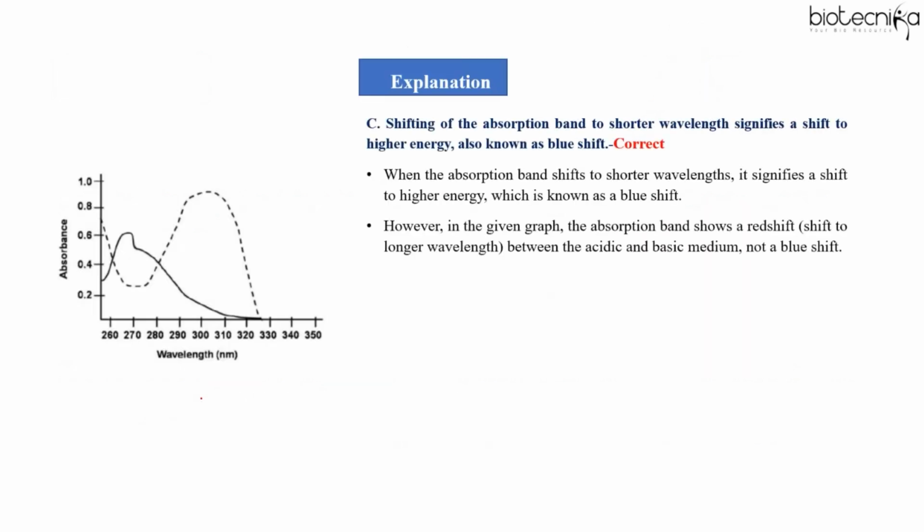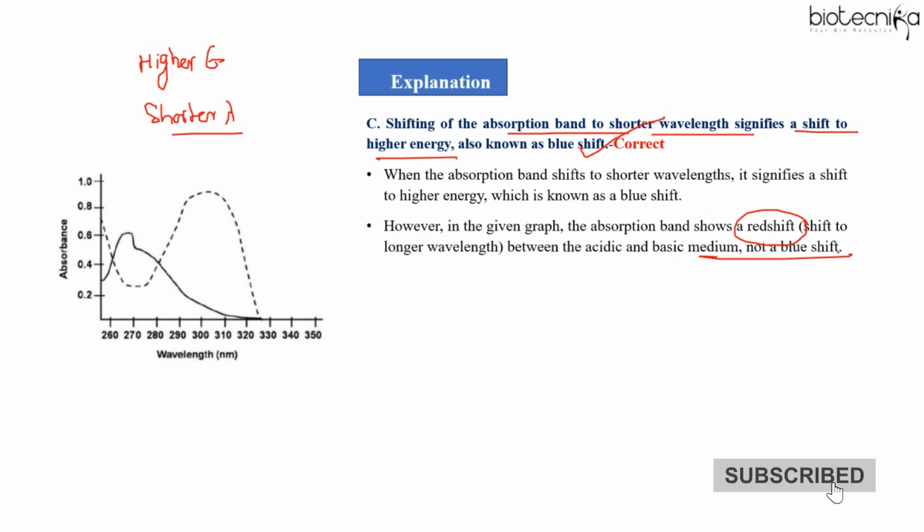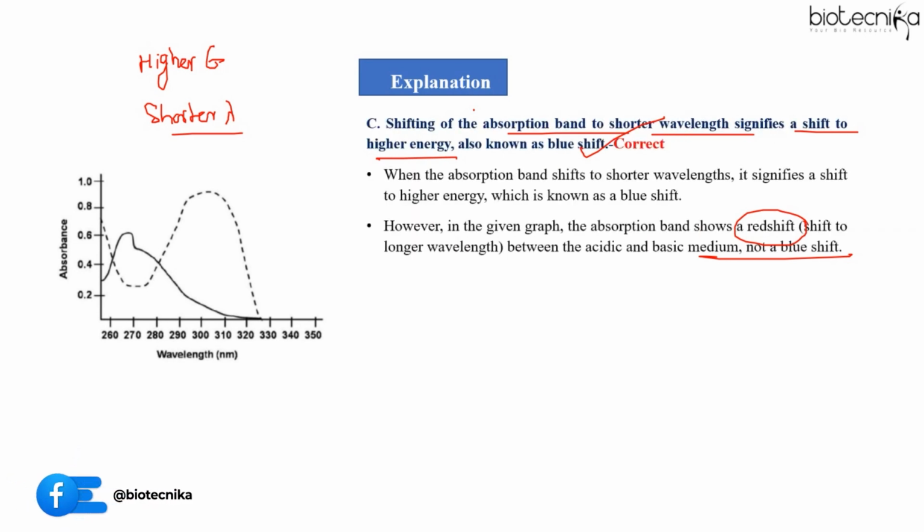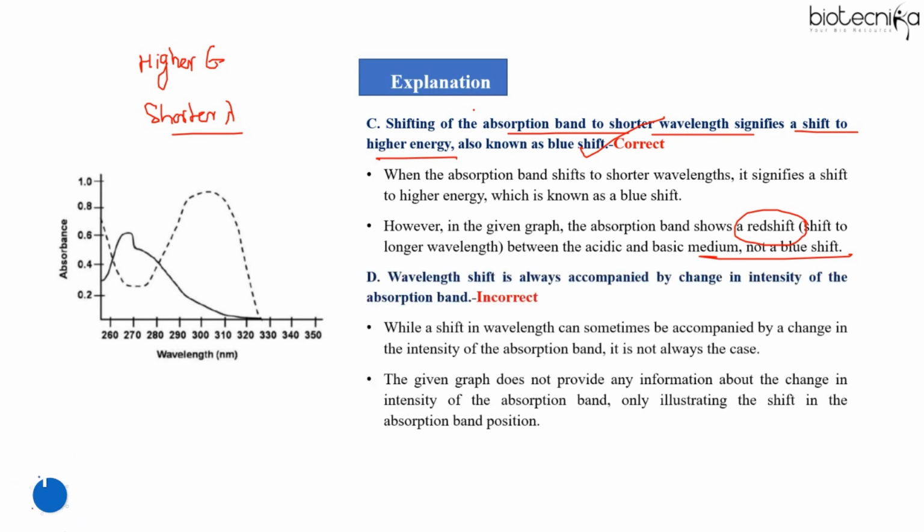Then quickly coming to statement C, shifting of the absorption band to shorter wavelength signifies a shift to higher energy. We all know that the relation between wavelength and energy is inversely proportional. Higher the energy, shorter the wavelength. This is a well-known fact. Now, this statement is also correct, although the given graph doesn't show any kind of blue shift. It shows red shift, but not blue shift. But because the options given to us have two statements, like A and B or B and C, C is also correct.